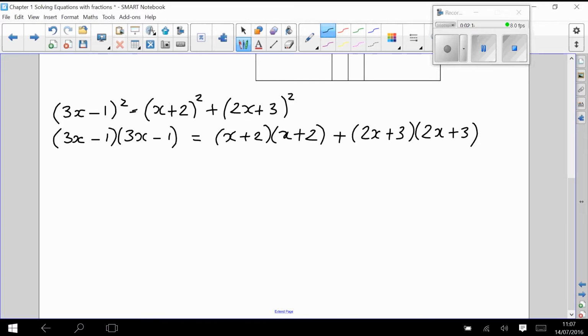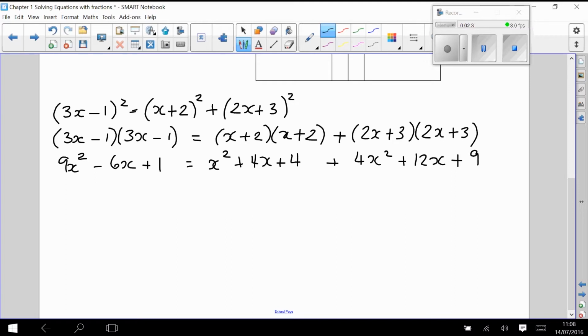In multiplying out these brackets on the left-hand side, I'm going to get 9x squared minus 6x plus 1. On the right-hand side, from my first set of brackets, I get x squared plus 4x plus 4. And from my second set of brackets, I'm going to get 4x squared plus 12x plus 9. At this stage, you should recognize that I have a quadratic equation. That means I must take all my information to one side and equal to 0 on the other.